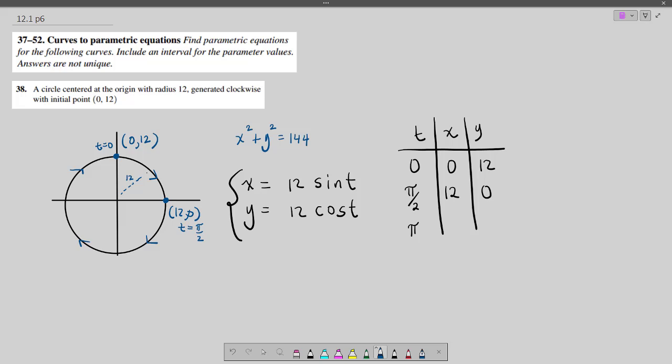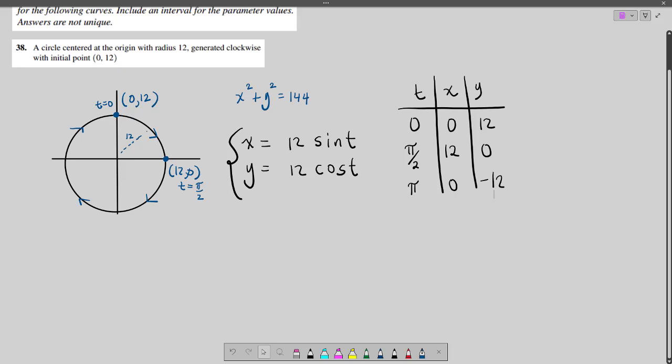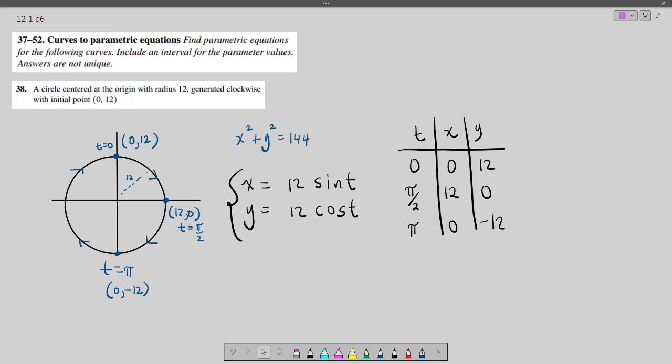And our hunch is that if we plug in t equals pi, we're going to be at the south side of the circle. So plug that in: sine of pi is 0, cosine of pi is negative 1. Negative 1 times 12 gives us negative 12. So sure enough, this is t equals pi, and that point is 0, negative 12. All right, does that make sense?